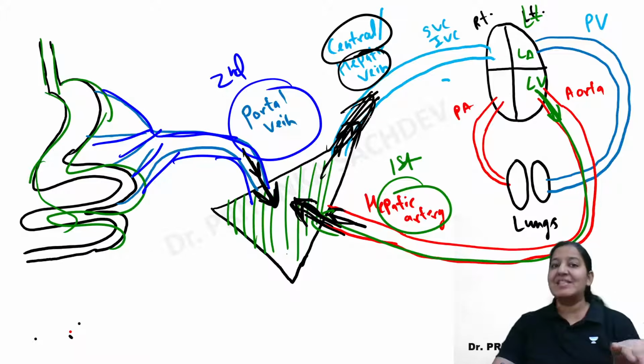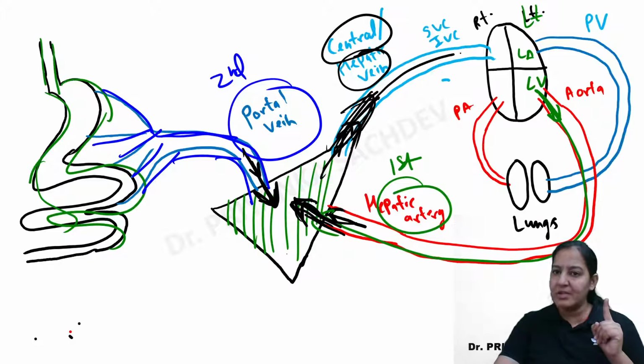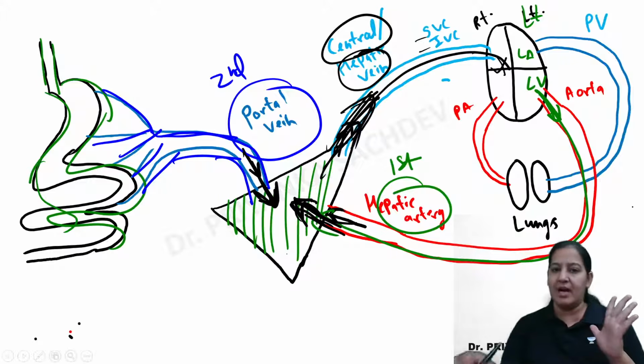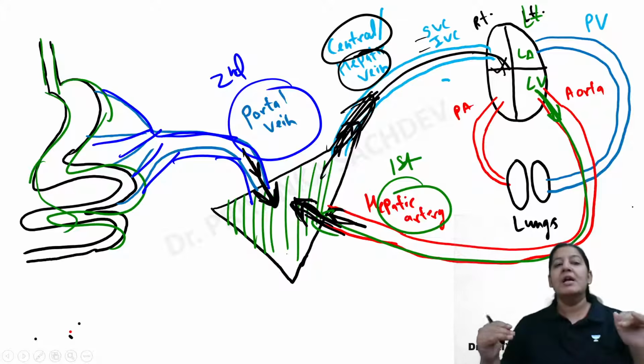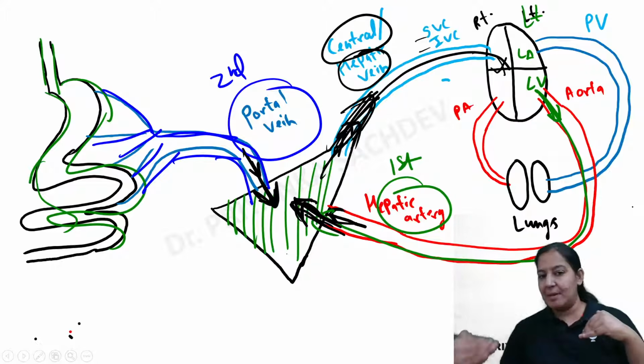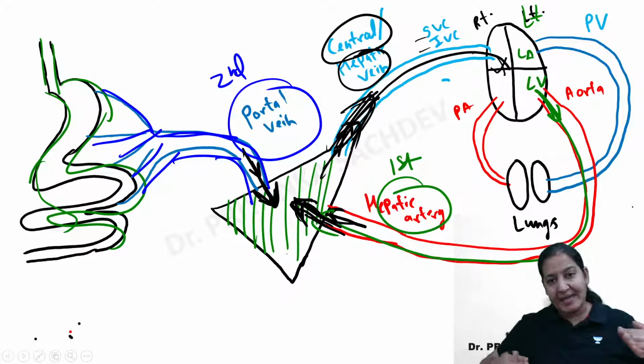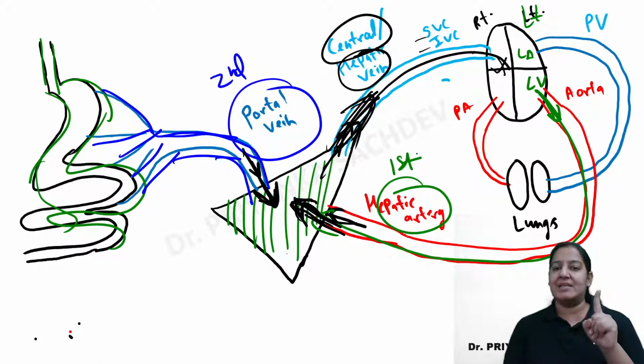Like all other veins, hepatic vein or central vein also goes to the right side of the heart for blood purification via SVC, IVC. And from the right side of the heart, it will go to the lungs for purification. So this is the two inlets and one outlet. Have you noticed? The blood is coming via two inlets. One is hepatic artery, one is portal vein. And exiting out of the liver via one exit, that is known as hepatic vein.